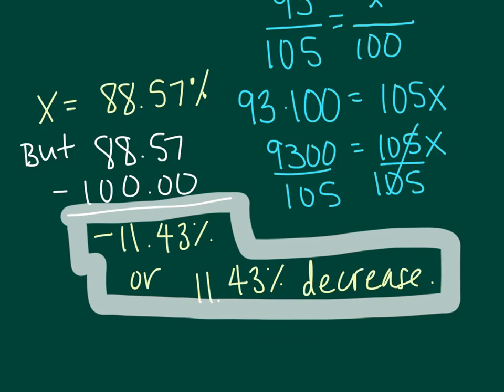That indicates to me that Mr. Snail has decreased, or has a percent decrease in his activity this week, which really makes sense because 93 is less than 105. So his rate went down from his old rate, or his old distance traveled.